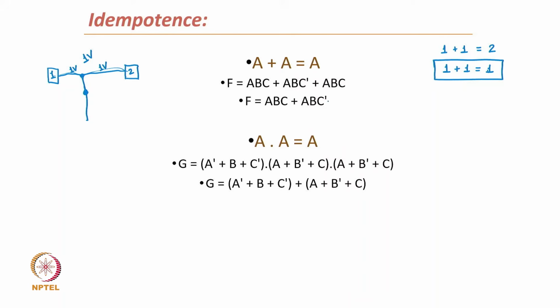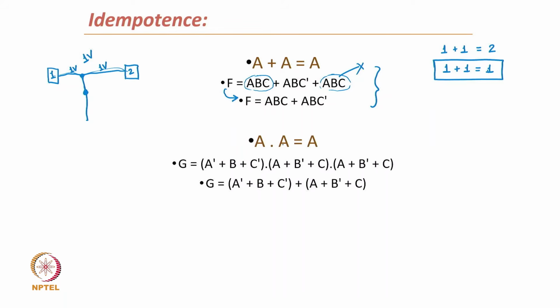So, the same logic we can extend to terms which have multiple literals. For example, this function f, we have ABC plus ABC bar plus ABC. So, here we can see this ABC term is actually coming 2 times. So, we can extend the same rule, A plus A is equal to A. So, we can get rid of this one term, we write it only once. So, actually this function can be reduced to ABC plus ABC dash. So, this is one rule.